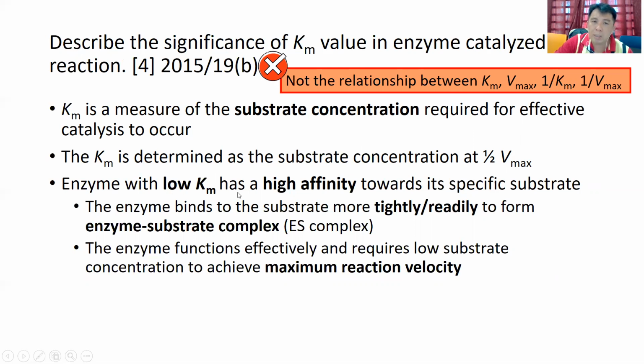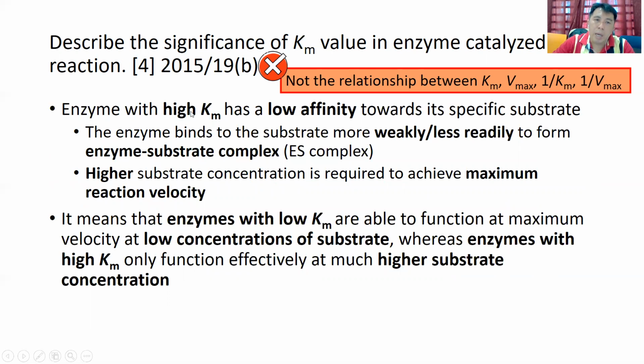An enzyme with low Km has a high affinity toward its specific substrate. Therefore, the enzyme will bind to the substrate more tightly to form the enzyme-substrate complex. So the enzyme functions effectively and requires low substrate concentration to achieve maximum reaction velocity. If we relate this to the conducive microenvironment, it provides a more conducive microenvironment, so that at low substrate concentration the rate of reaction can reach the maximum rate.